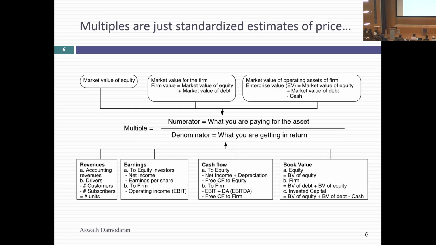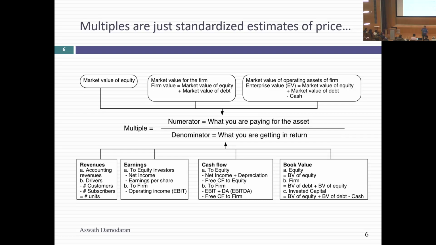You can scale it to earnings. Those earnings can be to equity investors, net income, earnings per share, or it can be the entire firm, operating income. You can scale it to cash flow. With equity, that cash flow can be net income plus depreciation, kind of a half-baked equity cash flow. Or if you're a firm believer in doing this right, a free cash flow to equity. It can be to the firm, where you take EBIT and add back depreciation and amortization, the much used EBITDA, or you can compute an actual free cash flow to the firm.